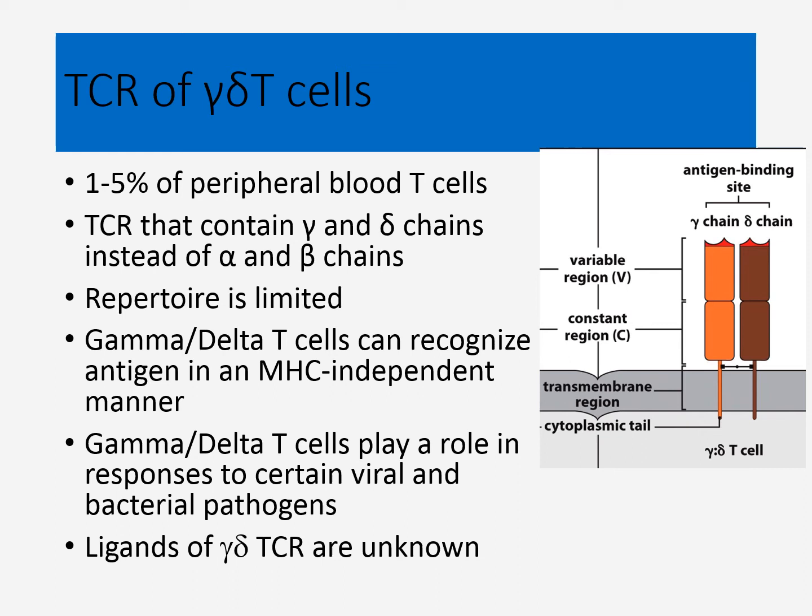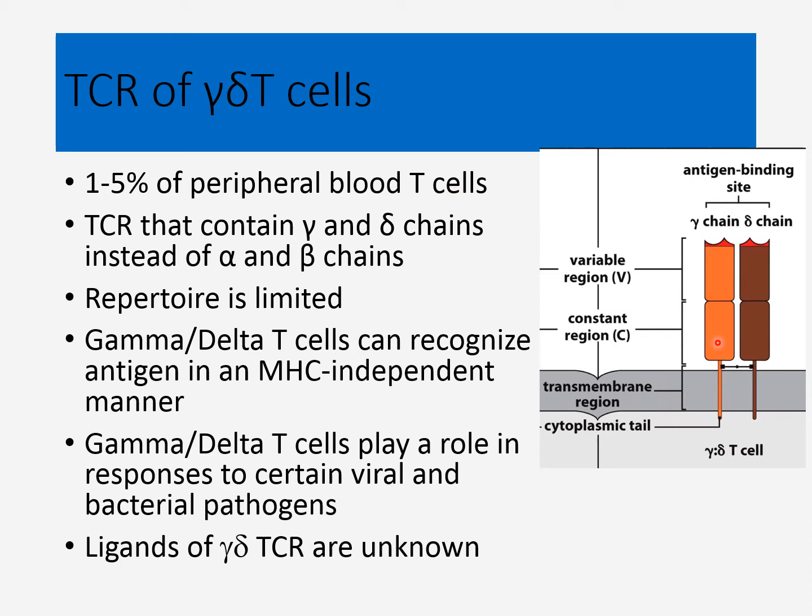95% of the blood T cells have alpha beta T cell receptors. However, there is a small population of T cells which have gamma delta T cell receptors, and these cells are called gamma delta T cells. They contribute about 1 to 5% of the total peripheral blood T cells.